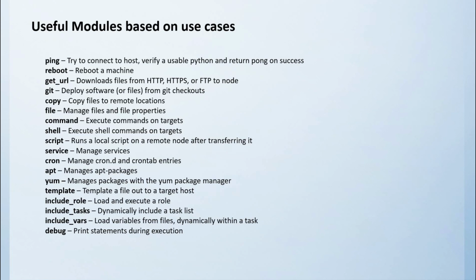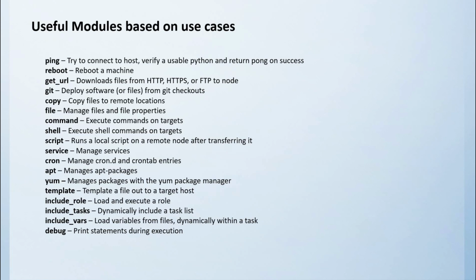Now you will ask what the difference is between the template module and the copy module. They both copy files. But in the copy module, the file is copied as it is. In the template module, we can use Jinja variables, so that some of the parameters can vary depending on the Ansible variables.